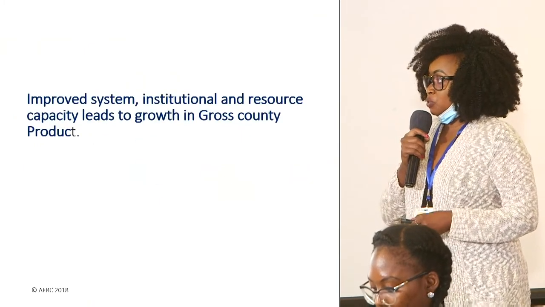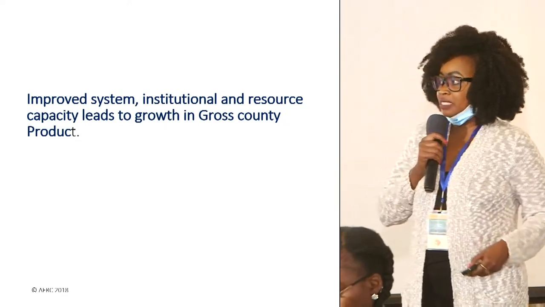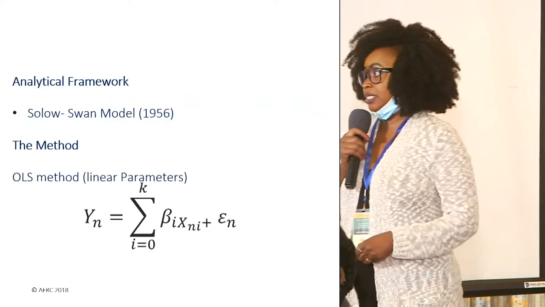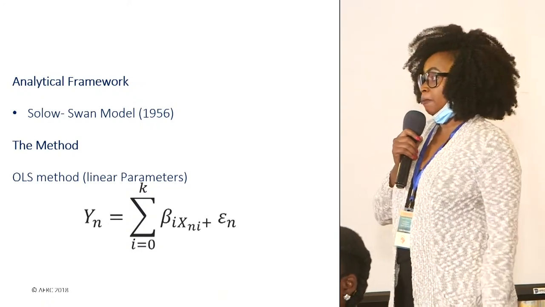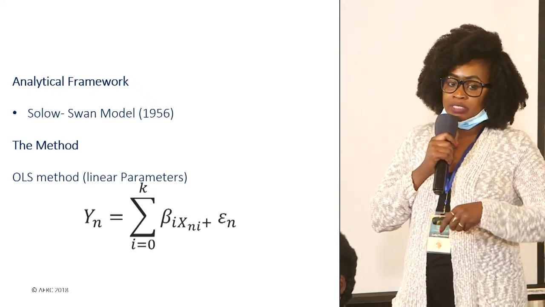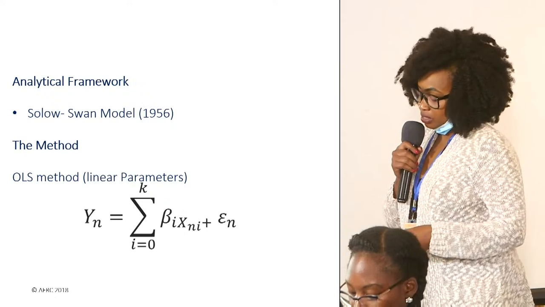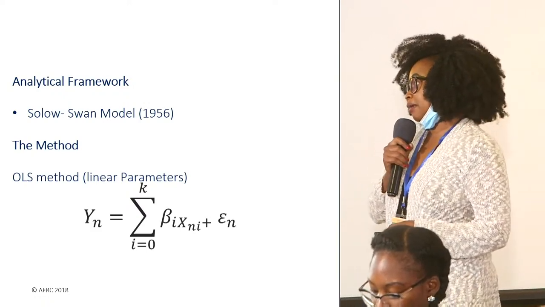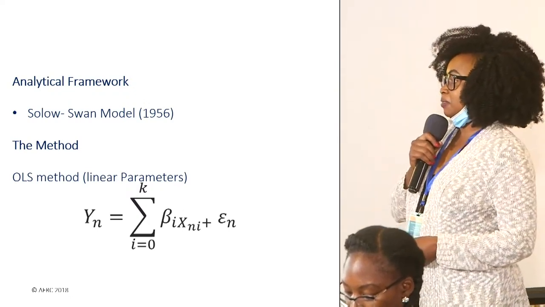So the hypothesis here is: does the improved systems, institutional and resource capacity lead to growth in the gross county output product? The analytical framework that I will use is the Solow model of 1956. The Solow model, as it is always presented in a nonlinear way, we shall convert into logs so as to write it in the linear way. The method I will use is OLS, the ordinary least squares method. And if I encounter any endogeneity problems, then I'll have to go to the two-stage least squares method.